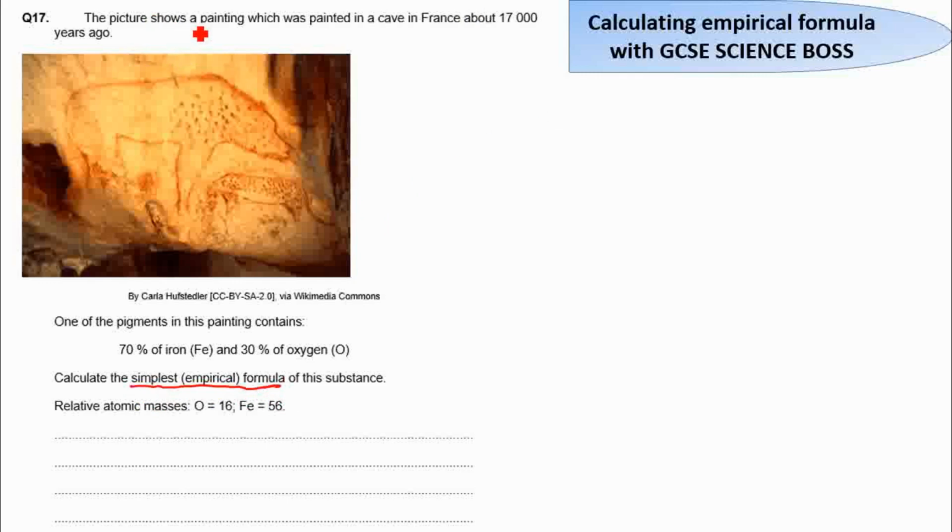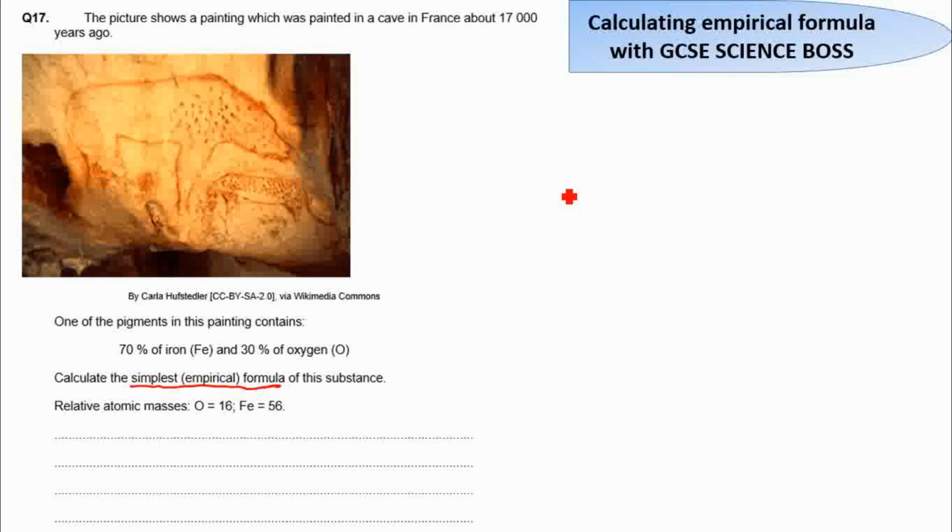It says here, the picture shows a painting which was painted in a cave in France 17,000 years ago. One of the pigments in the painting contains 70% iron and 30% oxygen. Calculate the simplest empirical formula of this substance. And they've given you the relative atomic masses, 16 and 56.